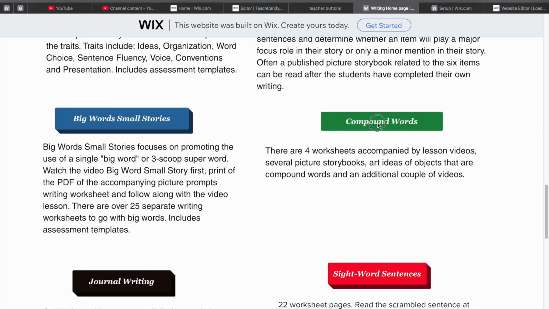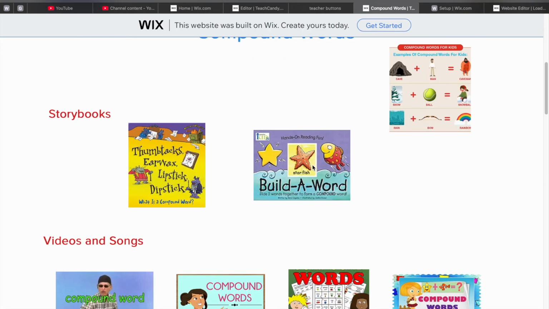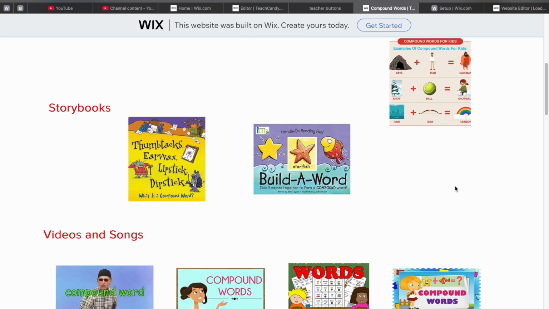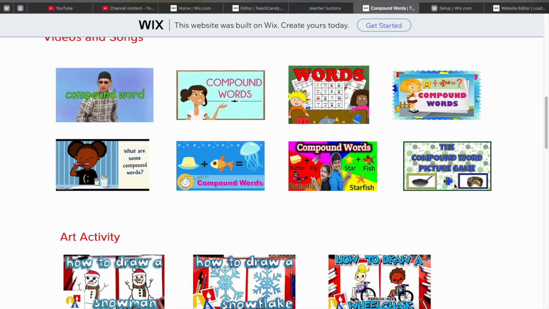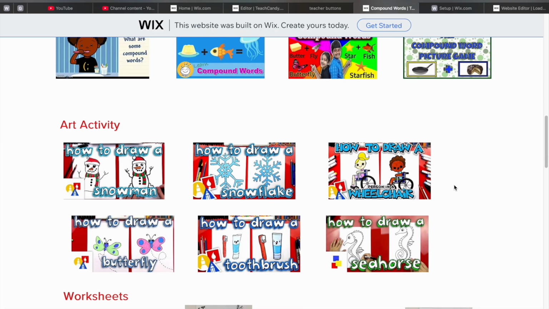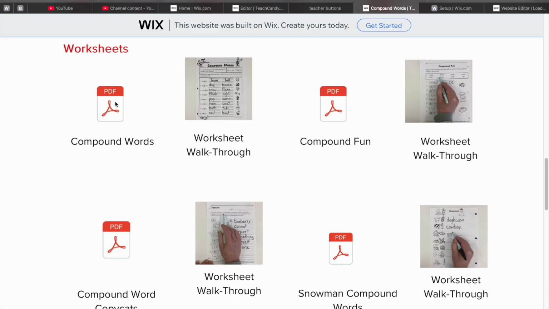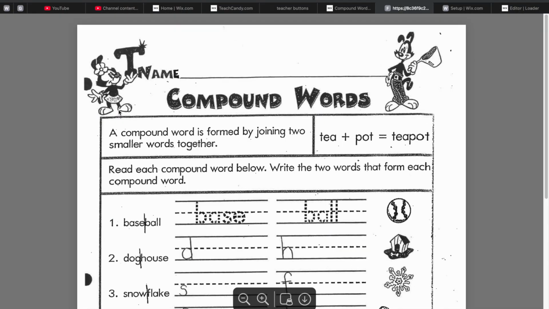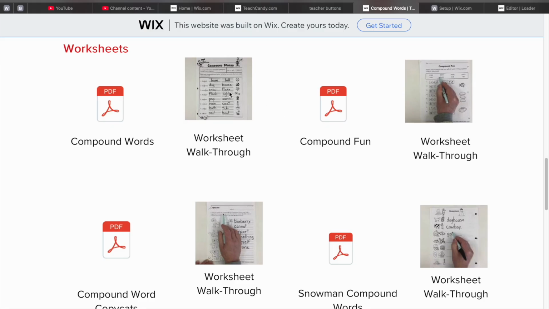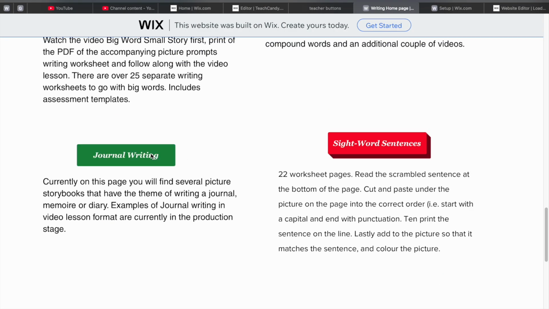And we have some worksheets on compound words. Again, a few storybooks, videos, songs. A few art activities on how to draw some compound word things. The PDFs of those worksheets, and walkthrough videos again on how to complete each and every one of these worksheets.